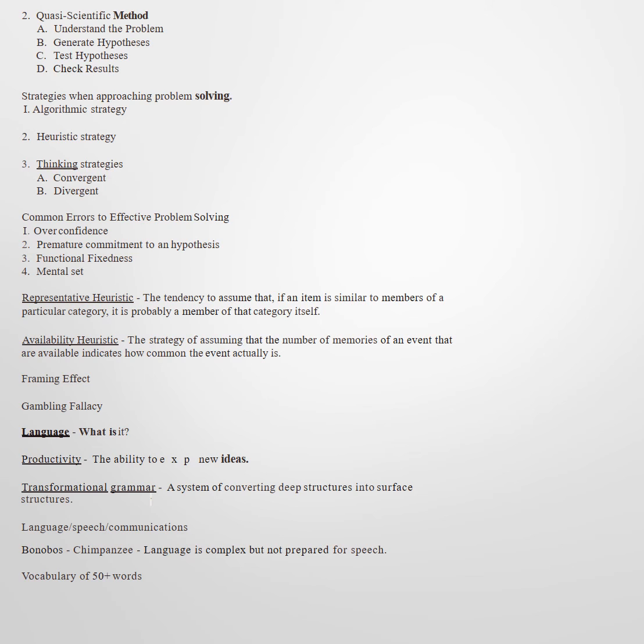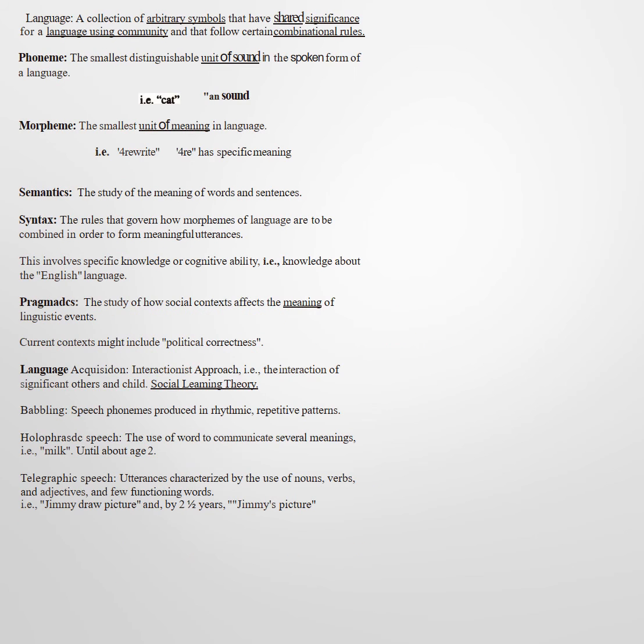Now, language and speech are common in all primates, but humans are the only ones that actually use spoken language speech. Bonobo and chimpanzees have language, but they can't articulate speech. Their vocabulary tops out at about 50 words, whereas Coco the gorilla, who passed away a couple years ago, her language included about 1,000 words. So it's a collection of arbitrary symbols that have shared significance for the language using community and that follows certain combinational rules. That's the definition of language.